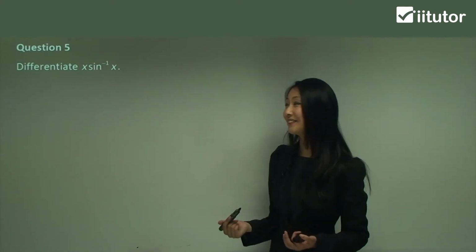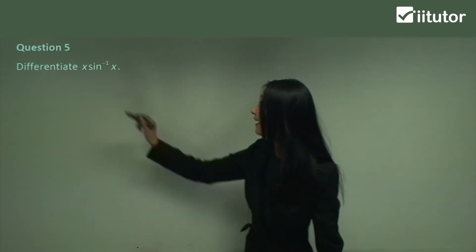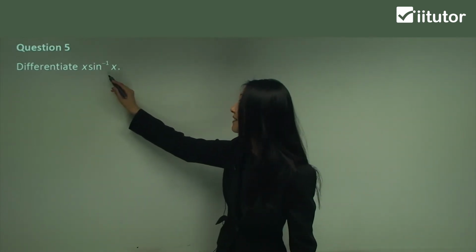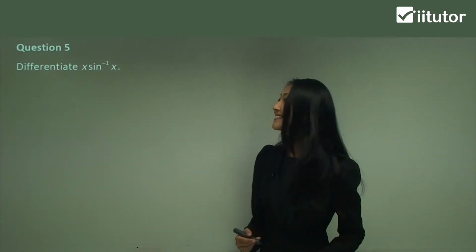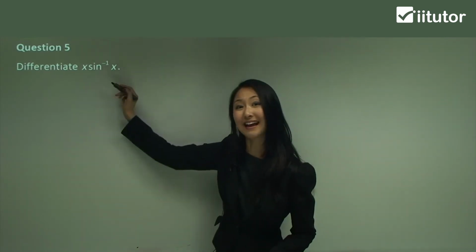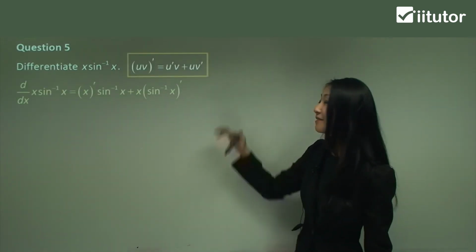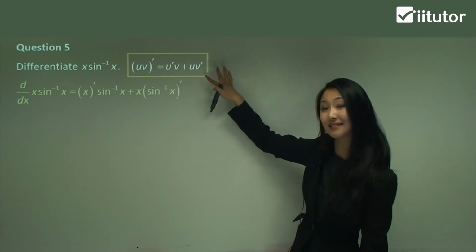Great, let's have a look here. So question 5, I want you to differentiate x multiplied by inverse sine x. All right, so can you tell me what rule I have to use here? Yeah, exactly, I have to use a product rule, don't I? Because I have 2 separate x's. So remember, the product rule is just this.